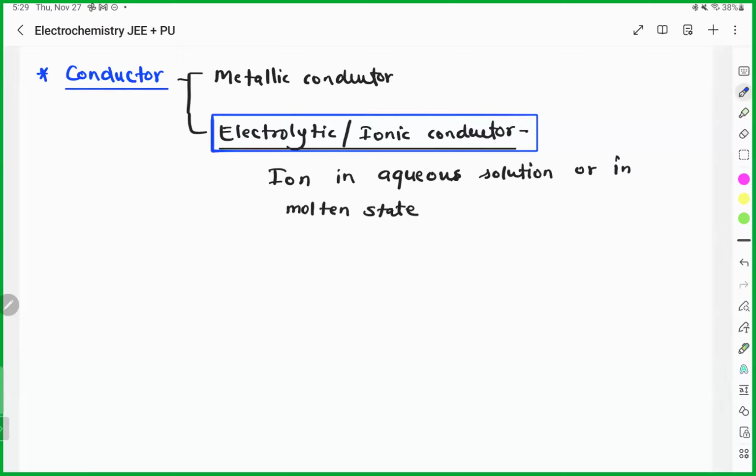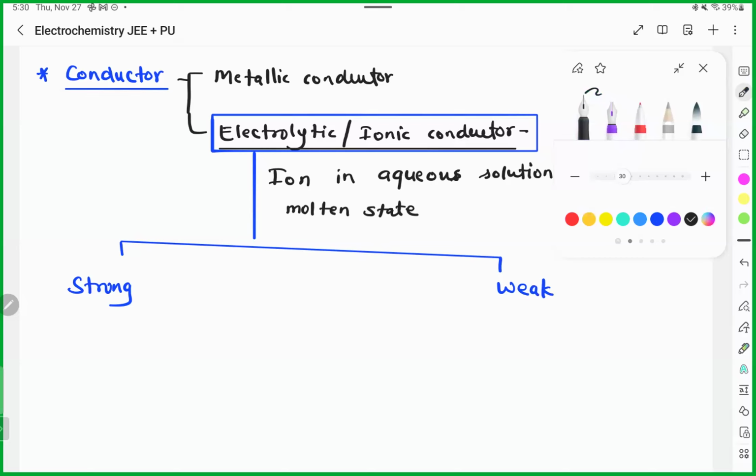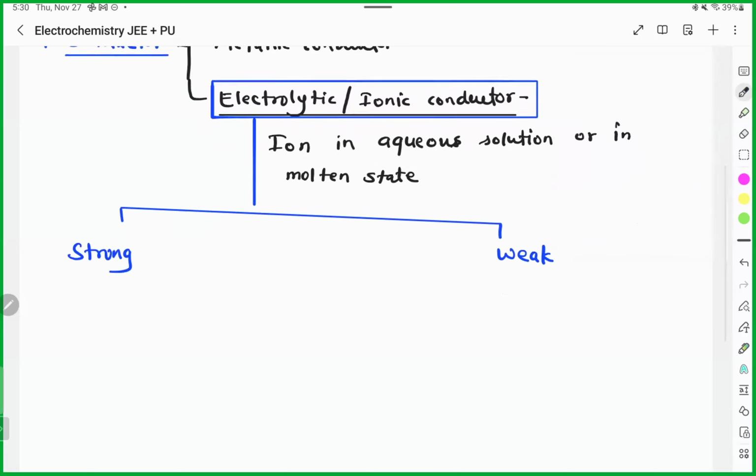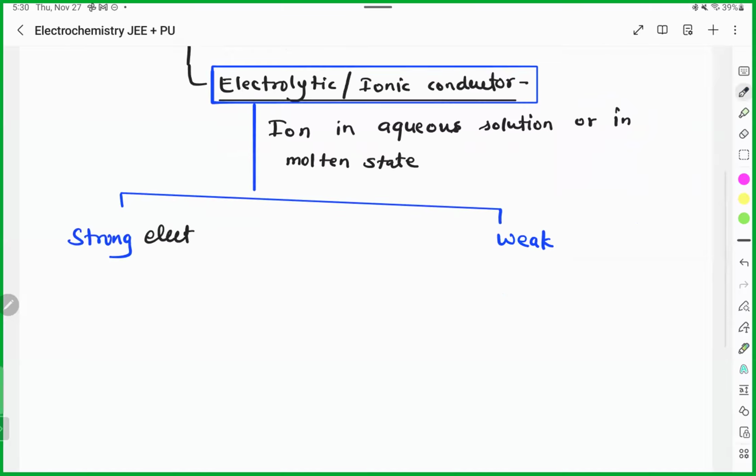Hello guys, am I audible? Yeah, sir. So in this electrolytic or ionic conductor, because our chapter is related mostly to ions, when ions move in aqueous solution, in water or in molten state, then there will be current. And you know there are two types of electrolyte when we say electrolytic conductor: strong electrolyte and weak electrolyte, and in this chapter we deal with this. Chinmay, what are strong and weak electrolytes? Strong electrolyte will dissociate completely, and weak electrolyte will dissociate partially.